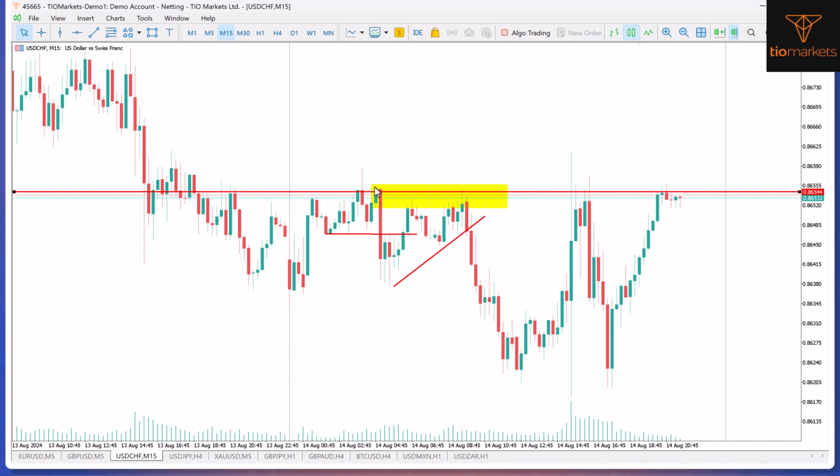So here's what you have done. Price is coming back and filling you in at this particular zone, and you are going to set your stop loss just above the order block. So if you have $30 in your account, you can open 3 lots at this particular zone.